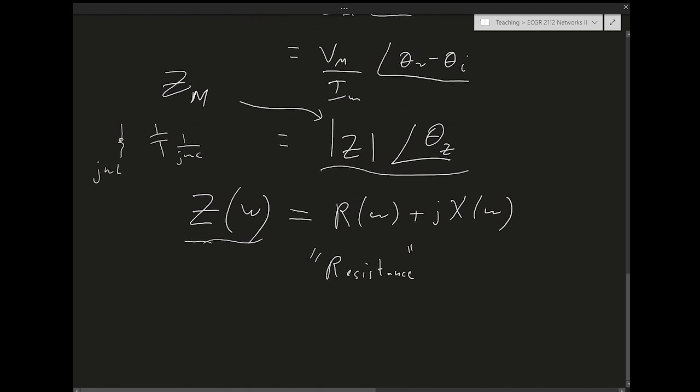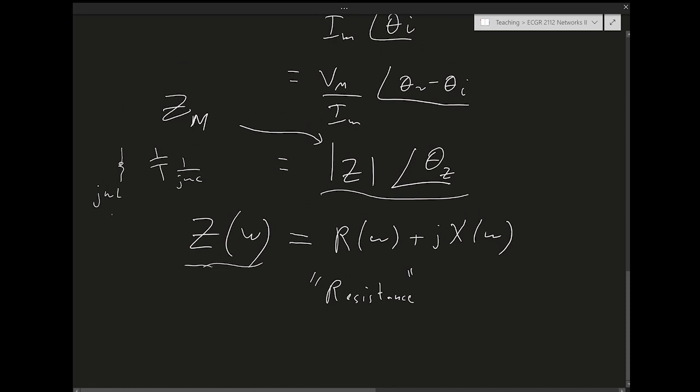Right? And it turns out to be a resistance. If your element is just a resistor, your impedance will only have this part, the resistance part. It will not have the imaginary part. The imaginary part is called the reactance. It's the imaginary component of the impedance.